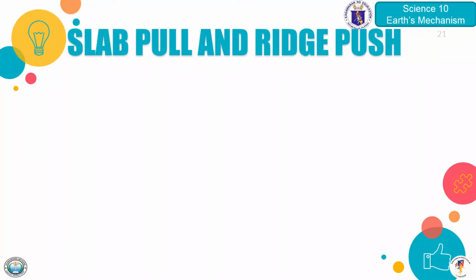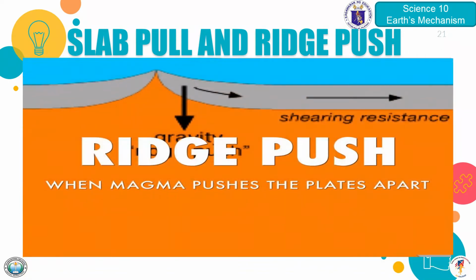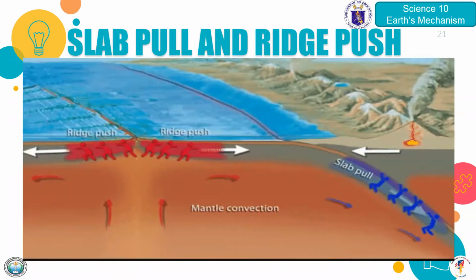Next key term that we will talk about is known as slab pull and ridge push. When you talk about slab pull, this refers to the pull of gravity on a plate that is being subducted. On the other hand, when we talk about ridge push, this is when magma pushes the plates apart. Now, to illustrate the main difference between the two, kindly take a look at the figure.